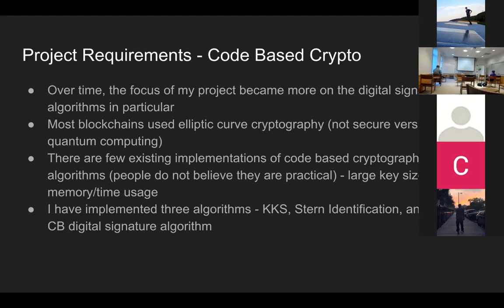Like I was saying, most blockchains use elliptic curve cryptography, which is insecure versus quantum computing. There are a few existing implementations of code-based cryptography algorithms. A lot of people don't really believe that they're practical due to large key sizes, high memory and time usage, things like that. And in particular, one algorithm that I worked with is very new. And so I wasn't able to actually find anything about an implementation of it.